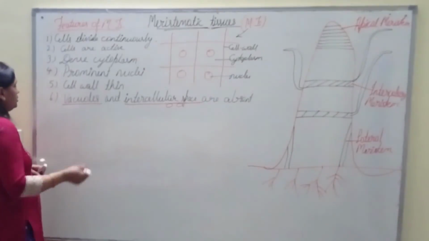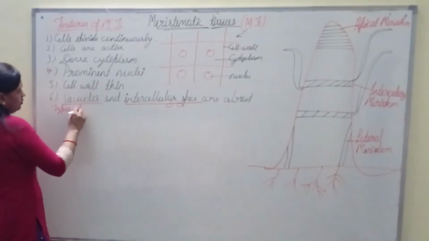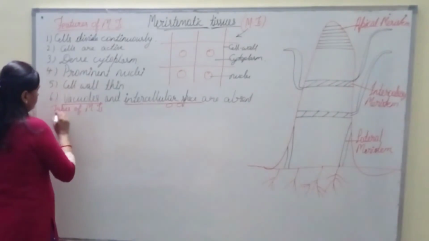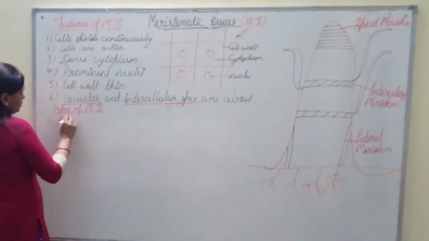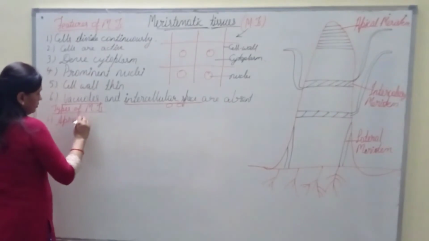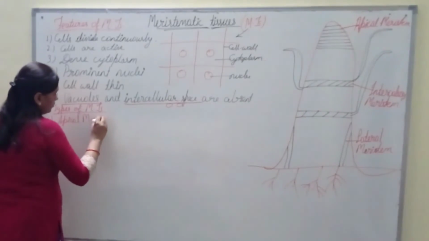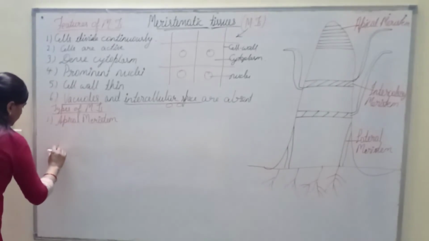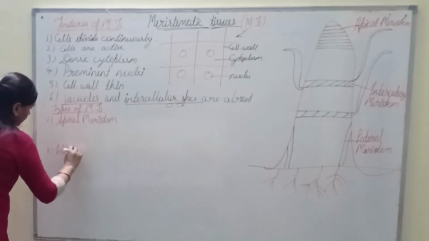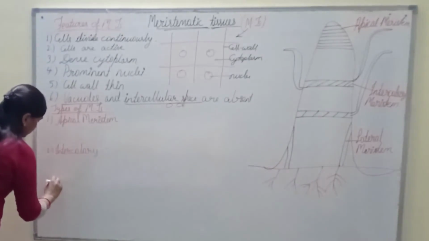Now let us see the types of meristematic tissues. There are three types of meristematic tissue. First is apical meristem. Second one is intercalary meristem. And the third one is lateral meristem.